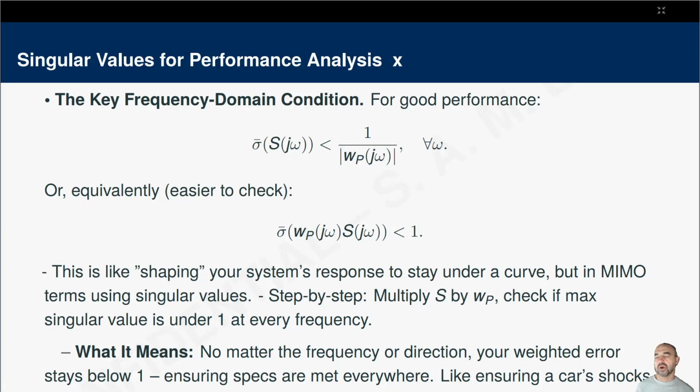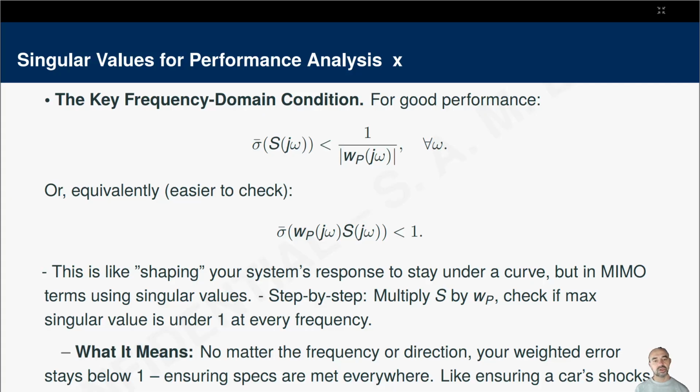Sorry. So for a good performance, sigma bar S(jω), again S was the transfer function between the reference vector and the error vector, then for a good performance we should have this inequality, and 1 over the magnitude of the weight has to be larger than sigma bar S(jω), and this means that sigma bar of W_P multiplying S(jω) is less than 1.